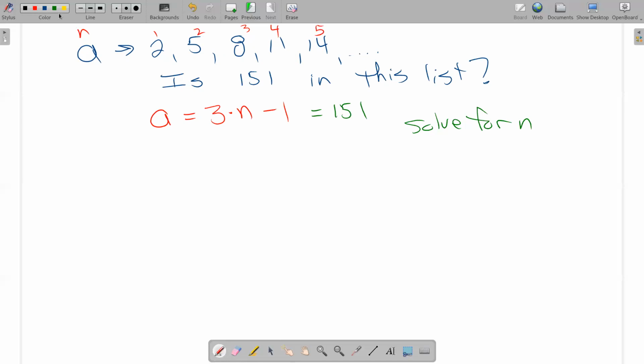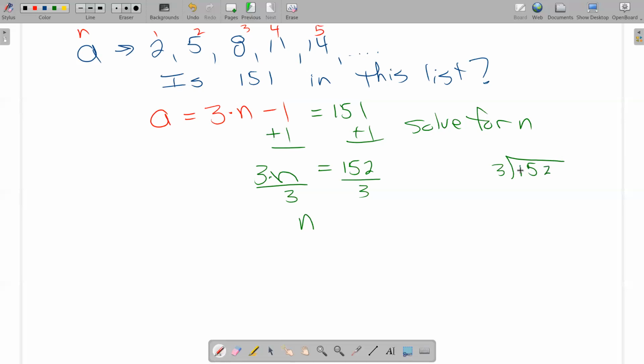So to solve this, what would I do? I think I would add 1. Negative 1 plus 1, that goes away. So I have just 3n on that side. On the other side, I have 152. This is a multiplication, so to undo that, I divide. And so 3 over 3 is 1n, or just n, and then I have to take 3 into 152. So I'm just going to whip that out on the side here.